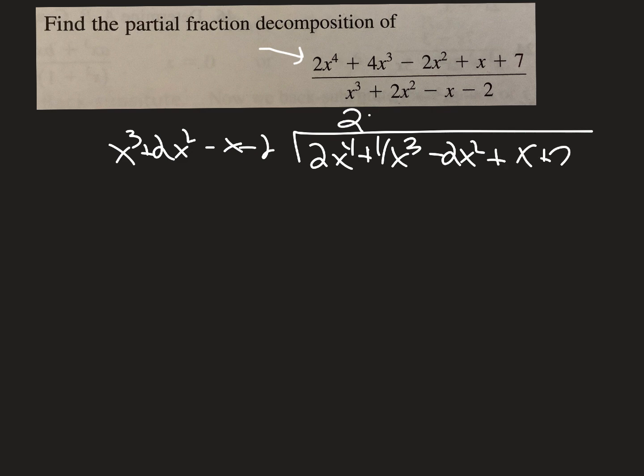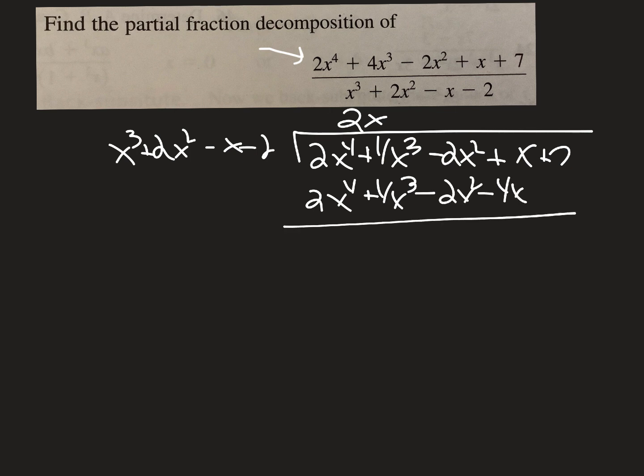And it's going to go 2x times, multiply everything outside by 2x, and then you get 2x to the 4th plus 4x cubed minus 2x squared minus 4x. And I'm going to go through and do my subtraction there. And when I do that, that's gone and that's gone and that's gone. So it just leaves me 5x plus 7. And x cubed will not go into 5x plus 7.